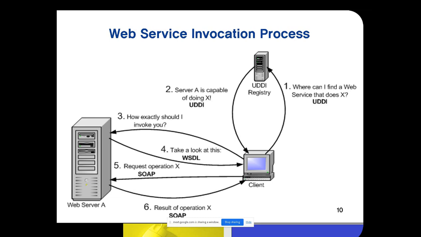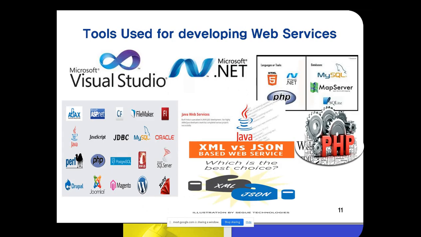After getting message 4, the client system will again send a request to server A, requesting the operation, web service X, to be performed. Then web server A will give the result of operation X through the SOAP protocol. SOAP stands for Simple Object Access Protocol. That protocol is used to interact between client and server without any security issues. This is how the web service invocation process goes on under the three-tier architecture of web services.